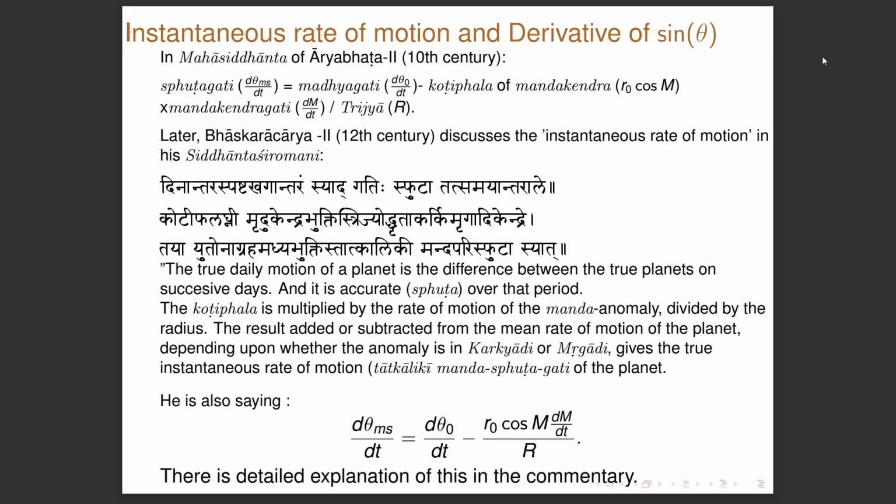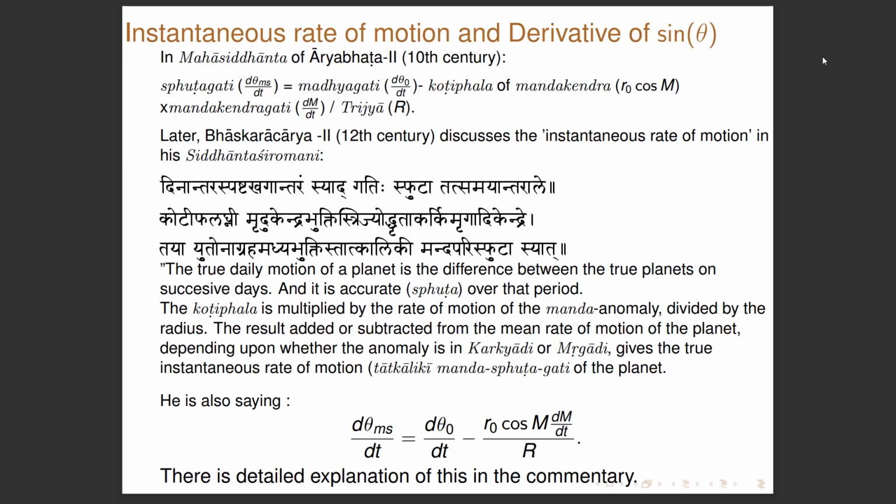They don't bother too much about added, subtracted, and all that, because cos m is either positive or negative. He says that when it is negative, you add; when positive, you subtract. You know that cos m is positive between 270 and 360 degrees and then 0 to 90. Between 90 and 270, it is negative, right? So it is essentially saying that. What is very important is that he says it is the instantaneous rate of motion, tatkalika. This instantaneous concept is introduced by Bhaskara, at least in India, for the first time.